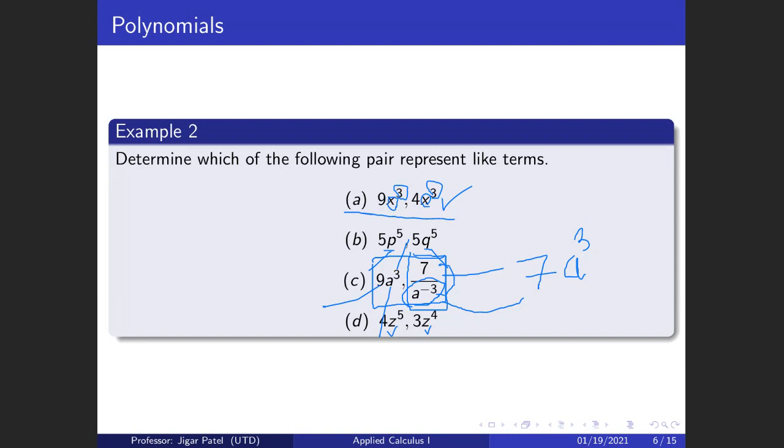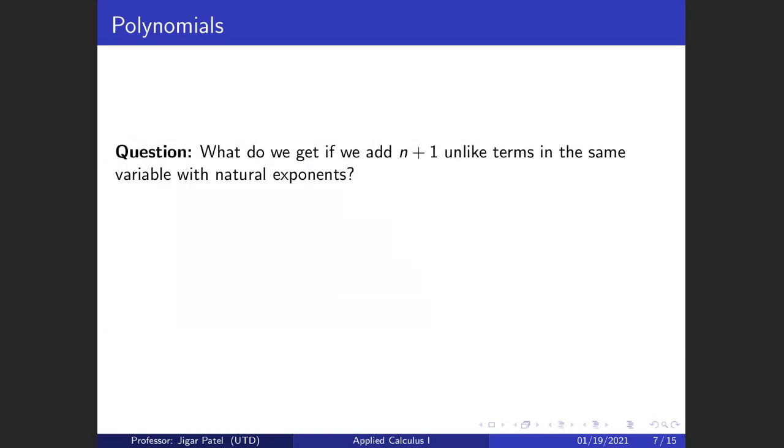Now we know how to identify like terms and unlike terms. So now I have one more interesting question for you. Think about it: what do we get if we add n plus 1 unlike terms with natural powers together in the same variable? Again, what do we get if we add n plus 1 unlike terms in the same variable with natural exponents?